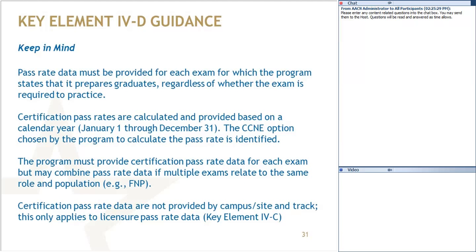And lastly, pass rate data are not provided by campus sites. That only applies to licensure pass rate data. If you have four campuses and they all have an FNP program, all that data can be put together for the one degree, for a master's degree. If there's a postmaster's certificate FNP program, all the postmaster's certificate data could be combined. But remember, postmaster's certificate and master's degree program data would need to be reported separately.